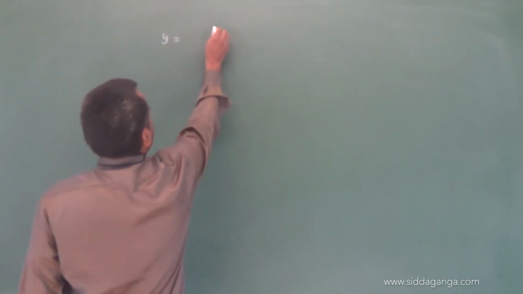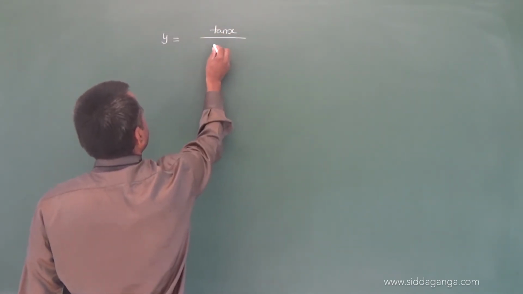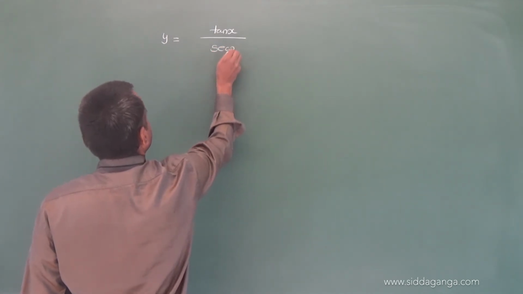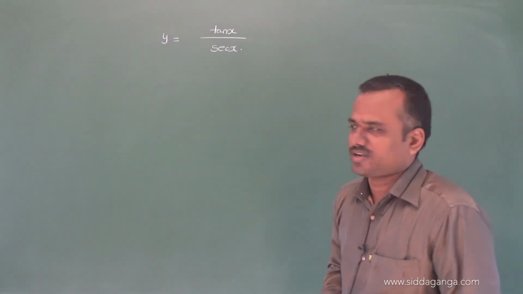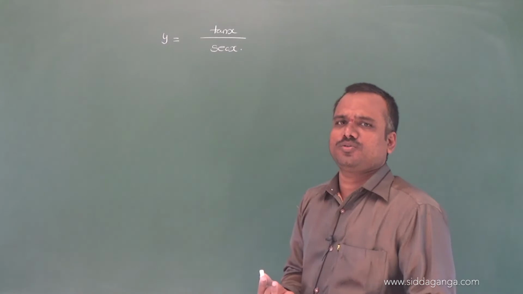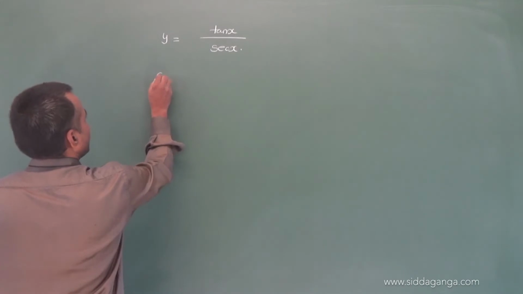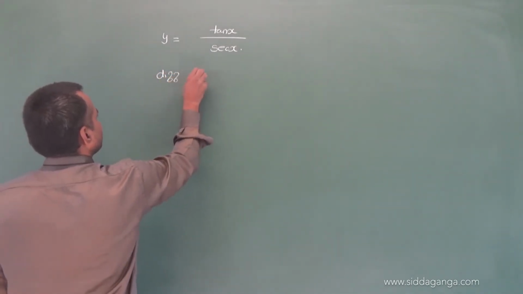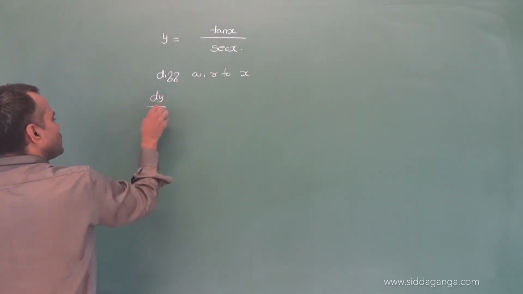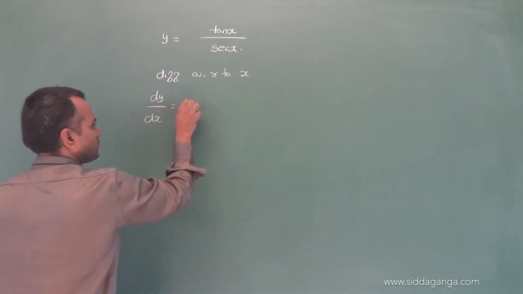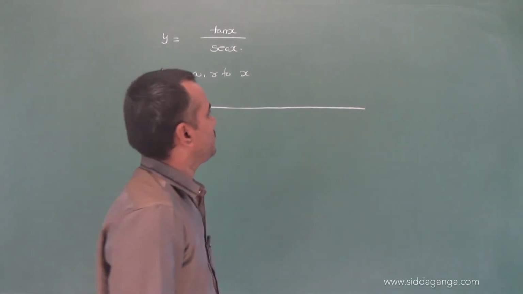y is equal to tan x divided by secant x. Tan x divided by what? Secant x. Like this. y is equal to tan x divided by secant x. Differentiate with respect to x. y with respect to x is dy by dx.